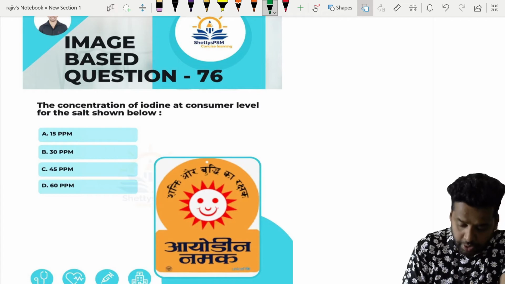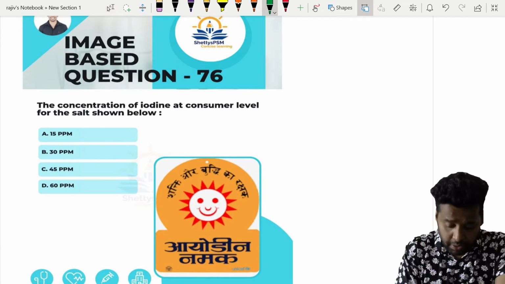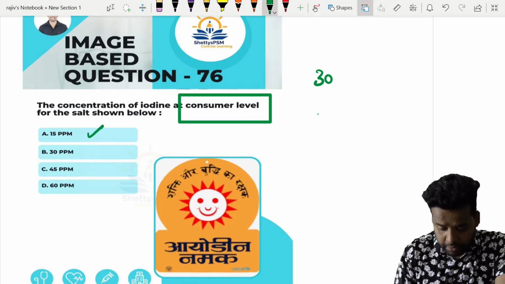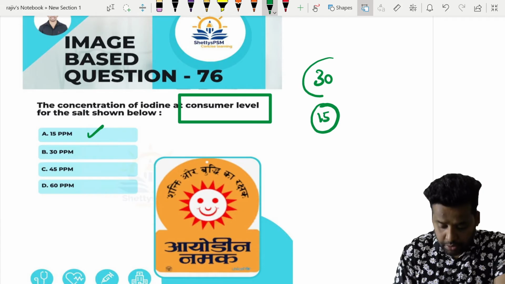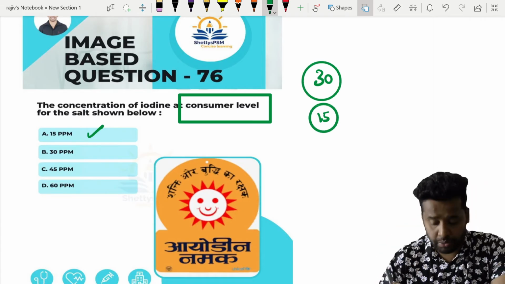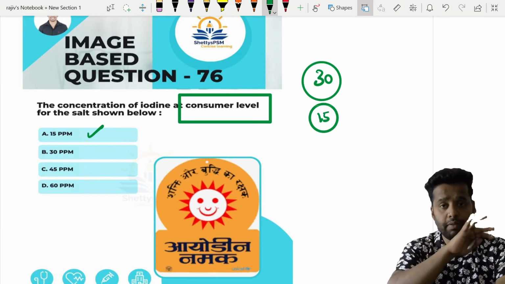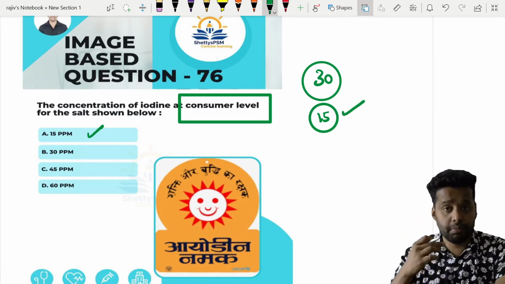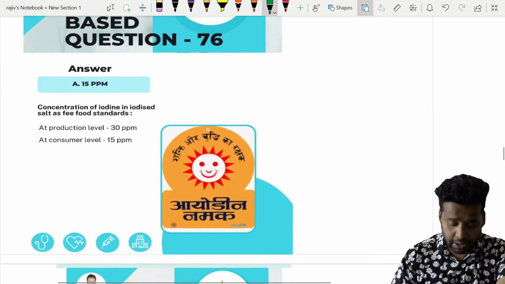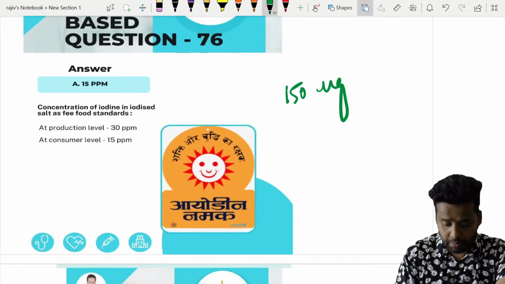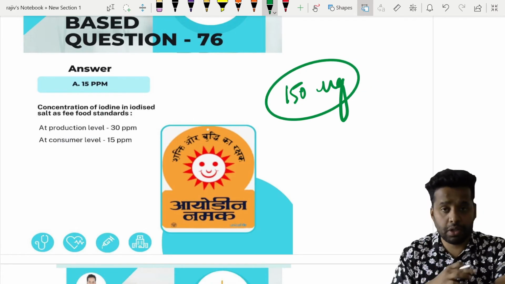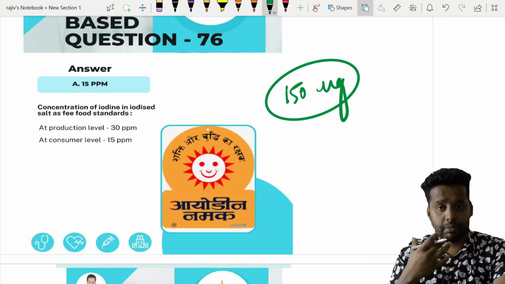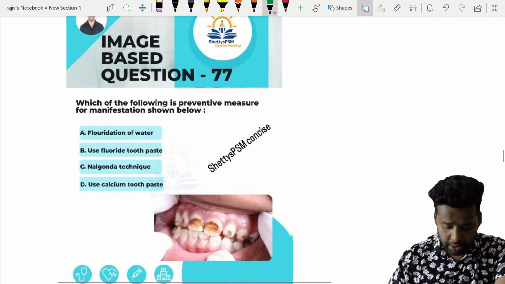The concentration of iodine to be used at consumer level, if this is the question, the answer is 15 ppm. Production level 30, consumer level we keep 15. Because during transport it has to reduce, so we cannot keep it at 30. Production level 30 is the quality standard we keep. At consumer level, 15 ppm has to be given, because the RDA of iodine in an adult is 150 microgram. If I consume 10 gram of salt on an average, and 1 gram has 15 ppm, 10 into 15, 150 microgram is fulfilled. That is the RDA of iodine at consumer level.